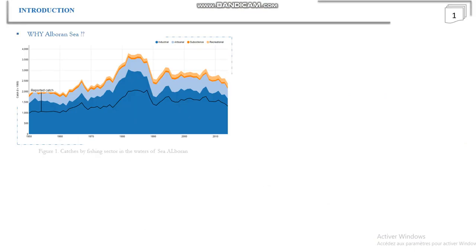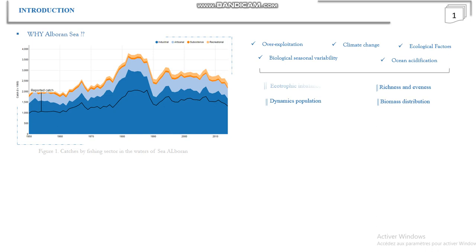But first, as ecologists, we are interested in why we are studying this ecosystem. The answer is in figure one, of the reported catch. We have the industrial fishery activity in blue color, which clearly shows an overexploitation of those species, plus other environmental factors that impact negatively the diversity in this space and also the distribution of those species, which causes an imbalanced ecotrophic in the trophic levels, which is very important in the marine ecosystem.